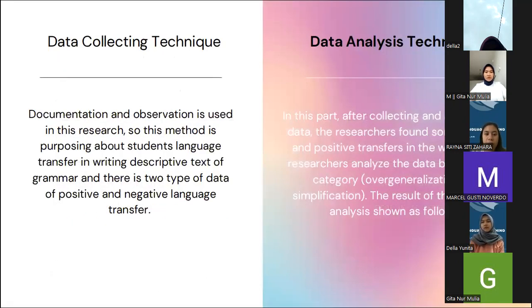Data collecting technique. Documentation and observation are used in this research, so this method is proposing student language transfer in writing descriptive text of grammar, and there are two types of data, positive and negative language transfer. Data analysis technique. After collecting and analyzing the data, the researcher found some negative and positive transfer in the writing. The researcher analyzed the data based on the categories overgeneralization and simplification. The result of the research analysis is shown as follows.